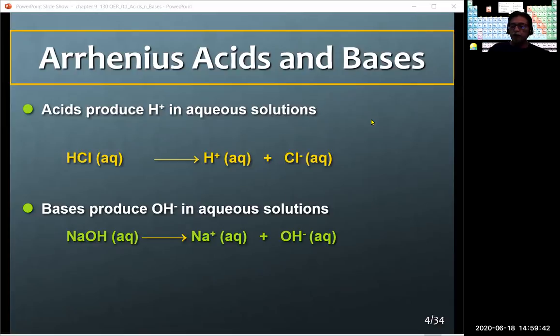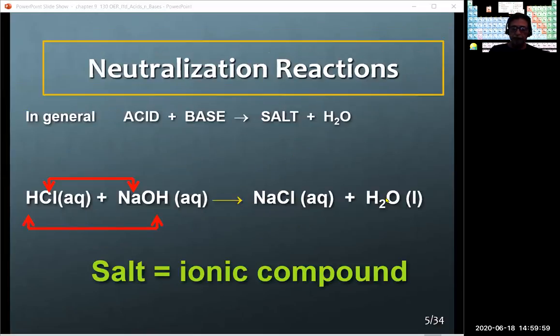And this definition worked pretty good for a while, but then there are other chemicals that have nothing to do with producing hydroxides, and they can be a base. And so we had to do an additional definition. Okay, and we'll talk about that in a second.